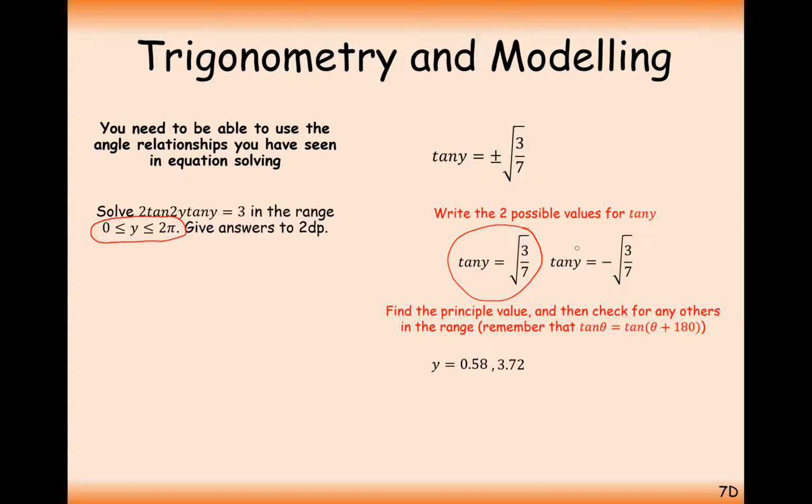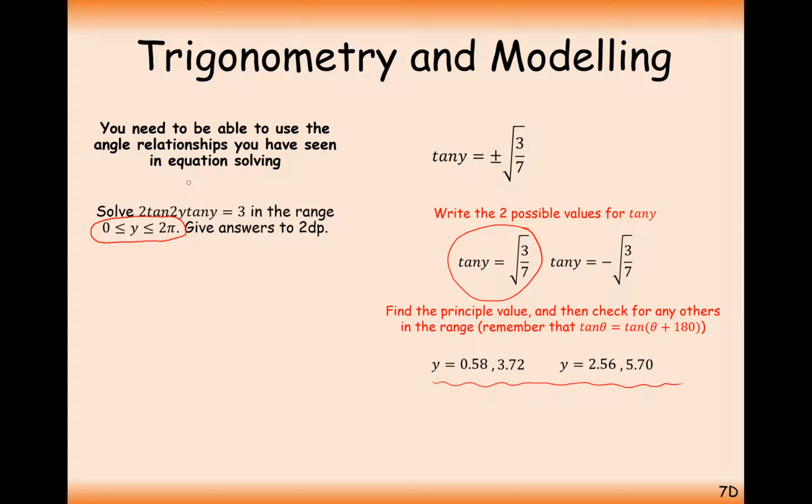Let's now go for the negative root 3 over 7. In this case here, do tan inverse and you get 2.56. Add on pi onto that and you get 5.70. And all of these are to 2 decimal places, so these are our final answers.